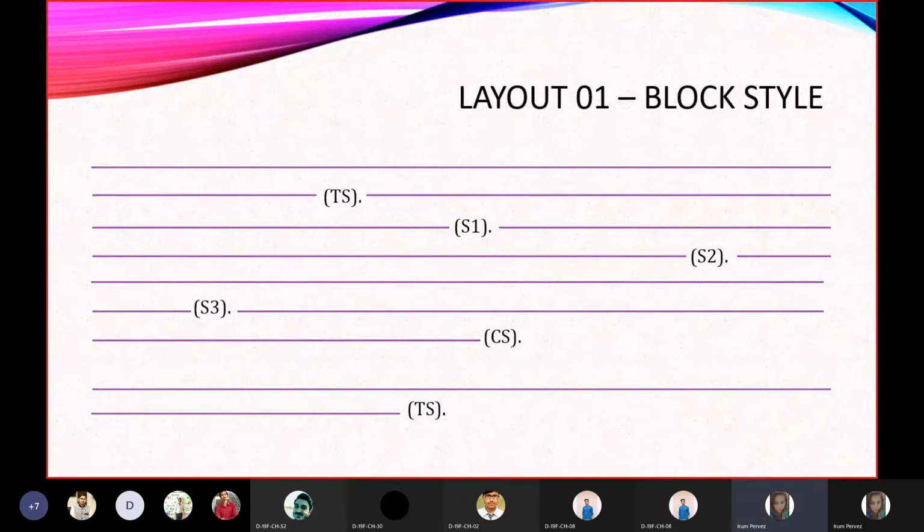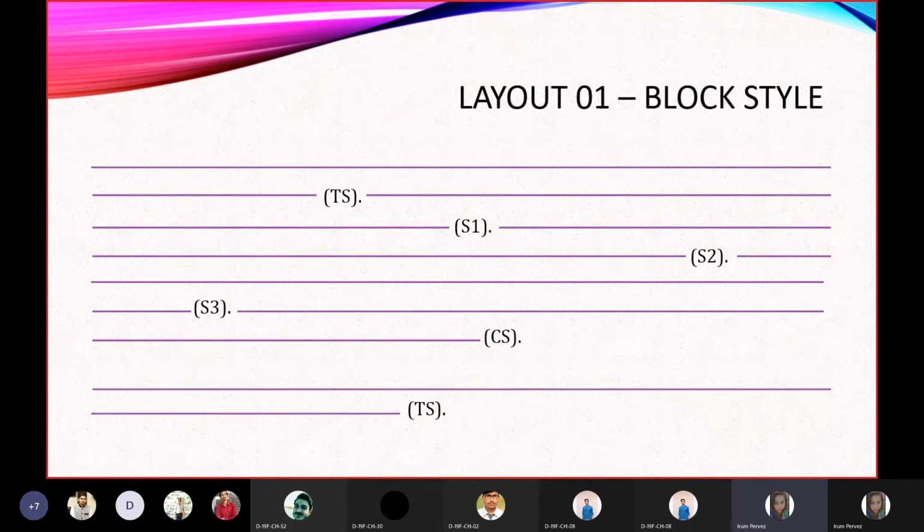So there are two styles of writing a paragraph. Number one is block style, and the other one is semi-block style. In block style, we start everything from the left of the paper. We do not leave any line or any space, right? We just start everything. So this T, S, and these lines, as we are supposing, are sentences, right?